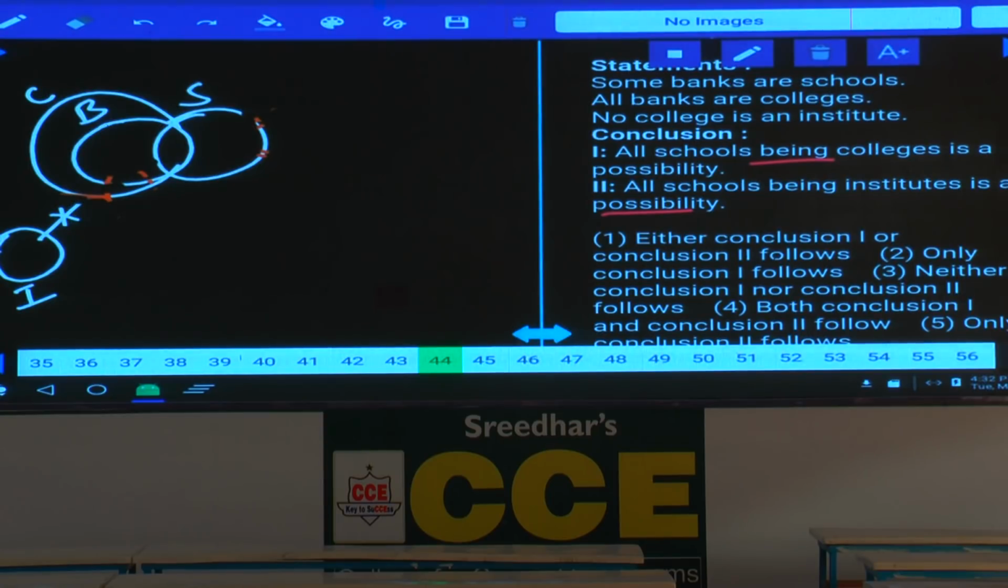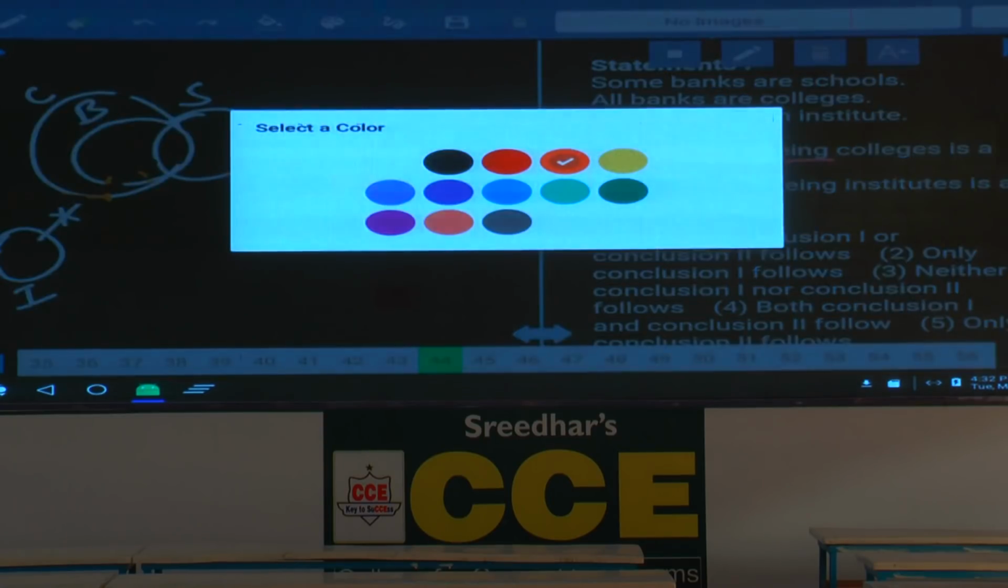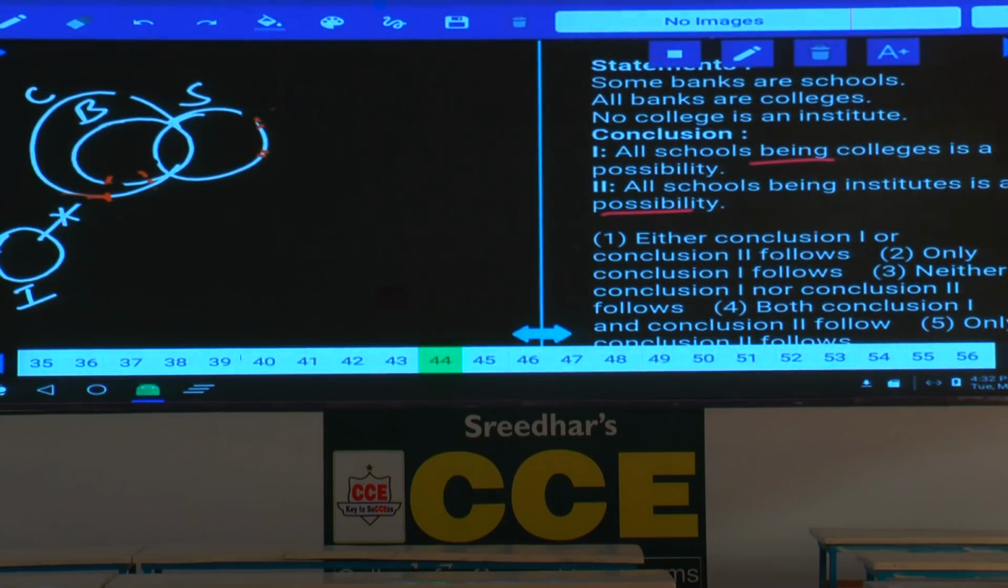Yes. How to draw this diagram? All schools are this means your diagram must be of this category, and tell me whether I can draw college like this or not. That means all schools come under the part of college, hence all schools or colleges is possible.